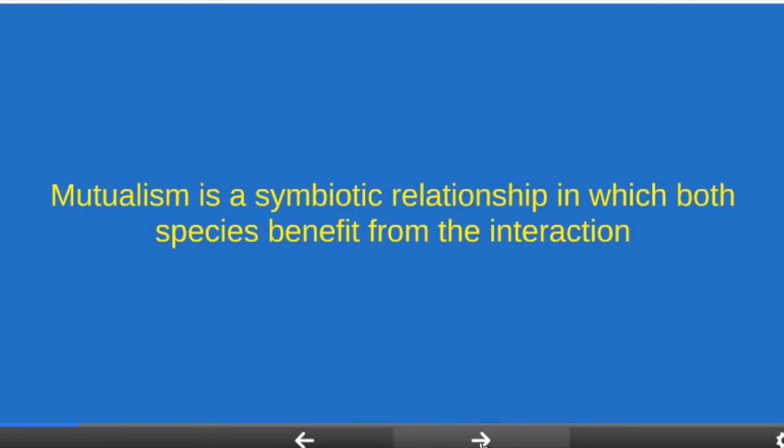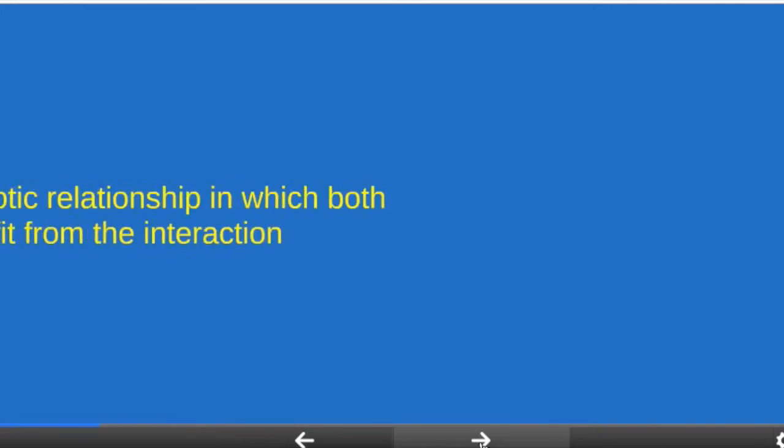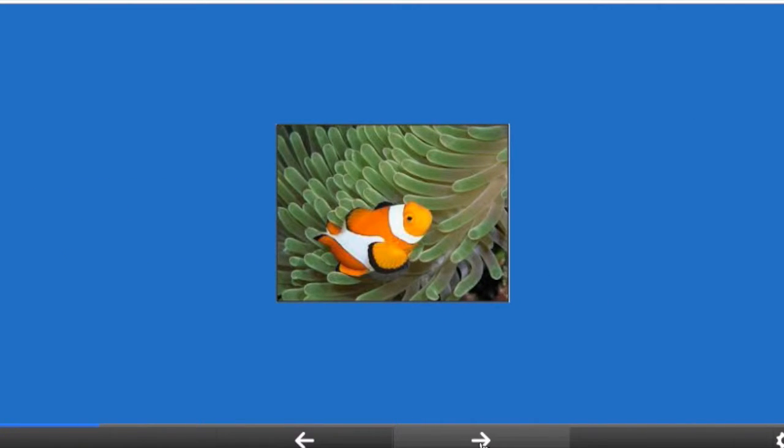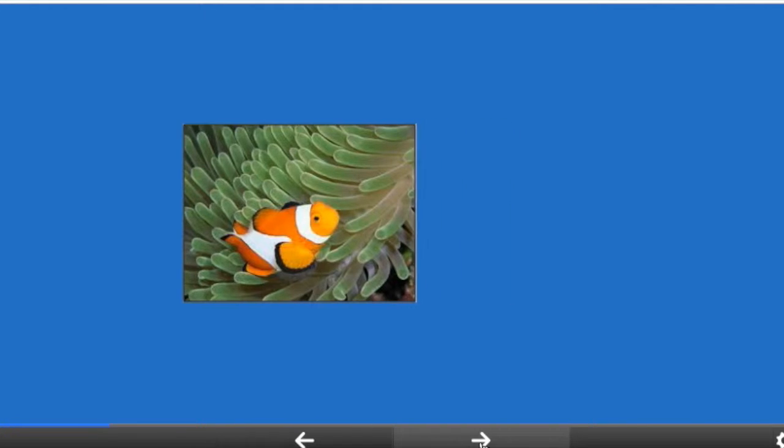There's mutualism, commensalism, parasitism, predator-prey, and competition. Mutualism is a symbiotic relationship in which both species benefit from the interaction. Examples of mutualism would be a clownfish and a sea anemone. The sea anemone provides protection for the clownfish, while the clownfish provides food and other resources for the sea anemone.